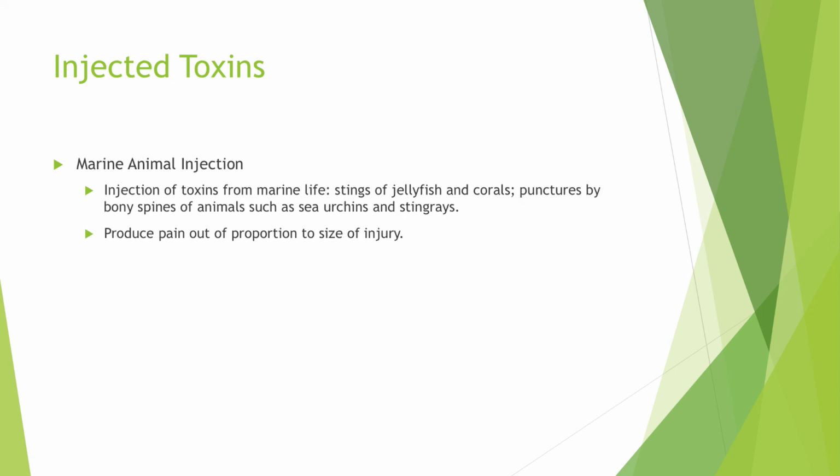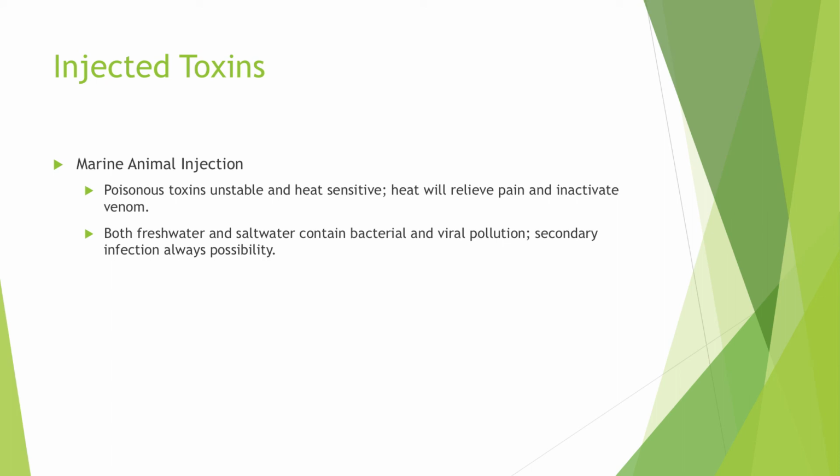Marine animal injections: pain is out of proportion to the size of the injury. So you have a little spiny, stinging injury, and it's just pain out of proportion. That's your clue right there. If you get stung by a jellyfish, you're going to know that. Or a spiny fish or a puffer fish, sea urchins, they look like a circle with a bunch of spindles sticking out of it. They have injections also. They're very unstable and heat sensitive. Heat will relieve pain and inactivate the venom.